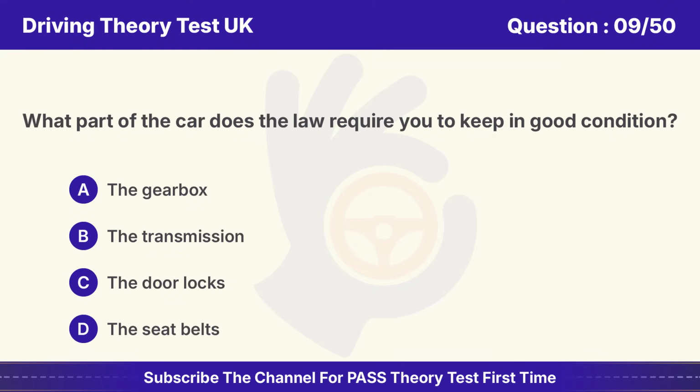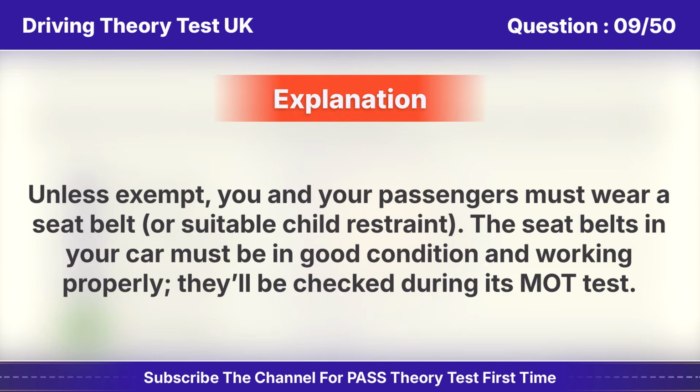Question 9. What part of the car does the law require you to keep in good condition? Answer is D. The seat belts. Unless exempt, you and your passengers must wear a seat belt or suitable child restraint. The seat belts in your car must be in good condition and working properly. They'll be checked during its MOT test.